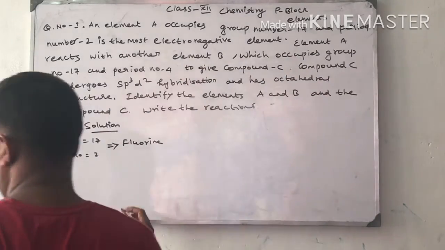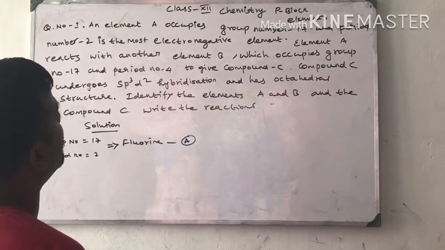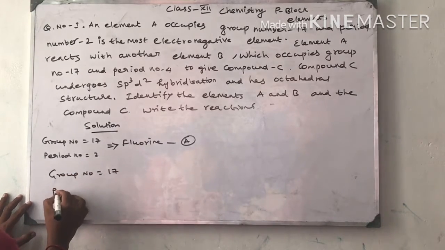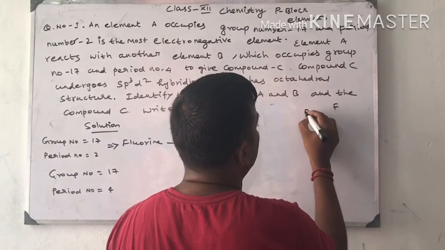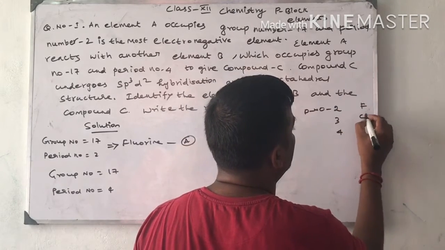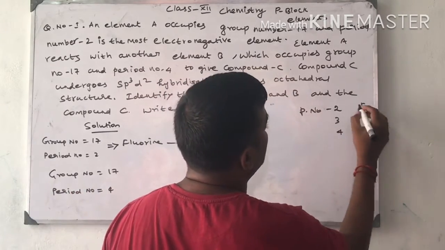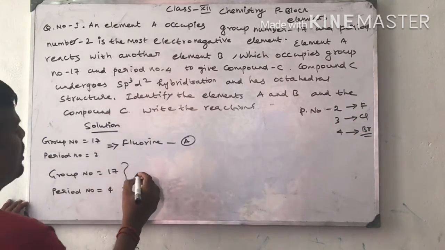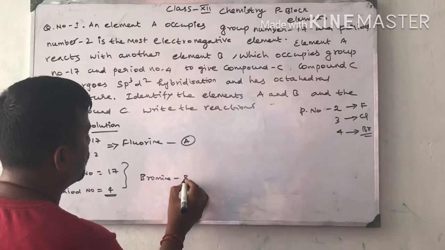Next one, this is A. It reacts with another element B having group number 17, but period number 4. We know that the period number of fluorine is 2, 3 will be chlorine, 4 will be bromine. Group number 17 is the same group, and period number 4 is bromine. So B is also found.